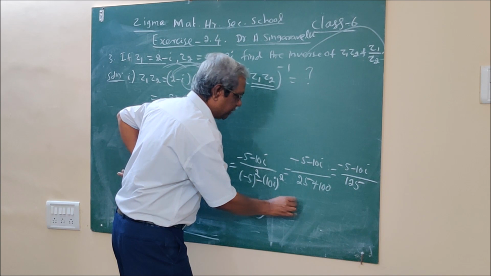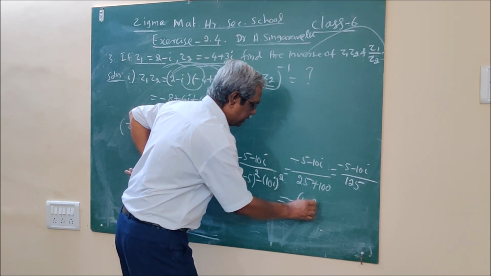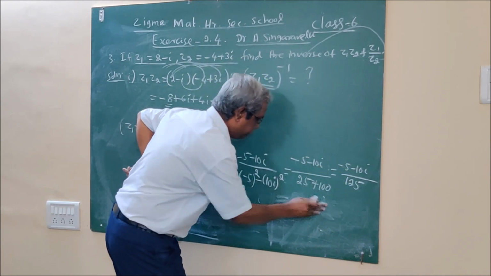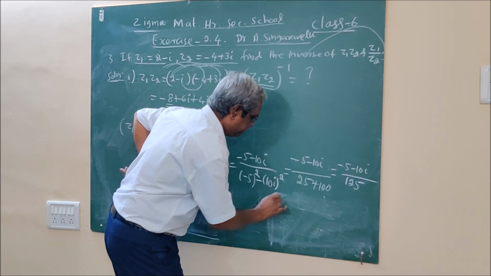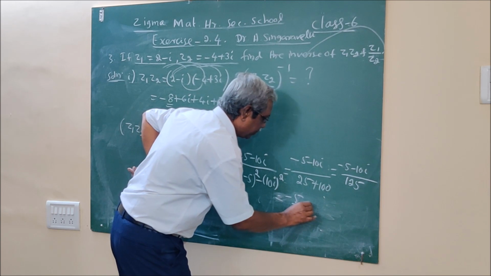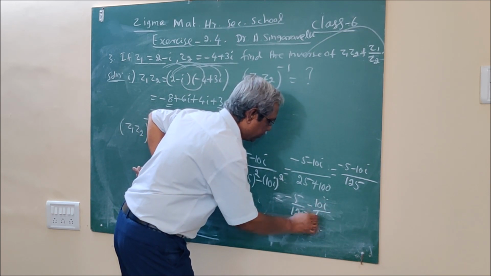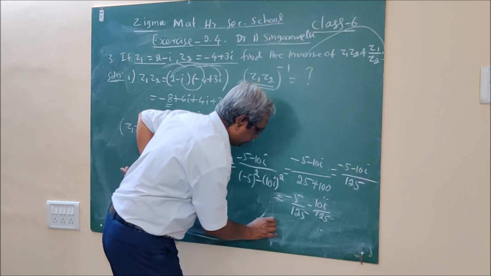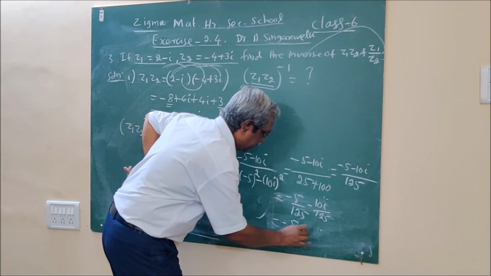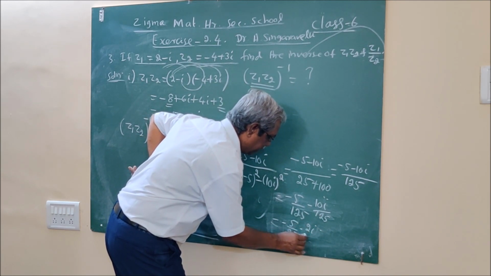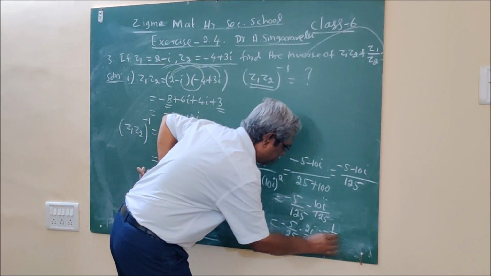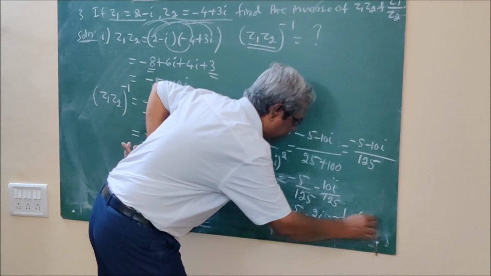Take minus common outside: 1 plus 2i, divide this. This is equal to minus 5 by 125 minus 10i by 125. Divide this: minus 5 by 25 minus 2i by 25. Take minus 1 by 25 common outside into 5 plus 2i.